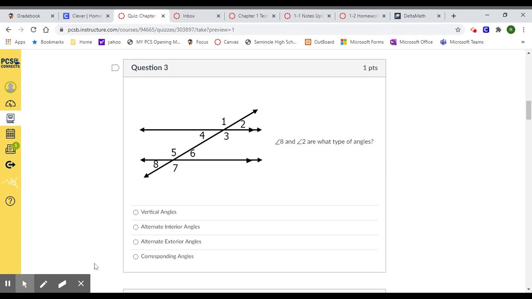Question 3, angle 8 and angle 2 are what type of angle? These are very far apart from each other, but you can tell they kind of look like they're the same. They are on opposite sides of the transversal, and they're exterior, on the outside of the parallel lines. So these are alternate exterior angles.